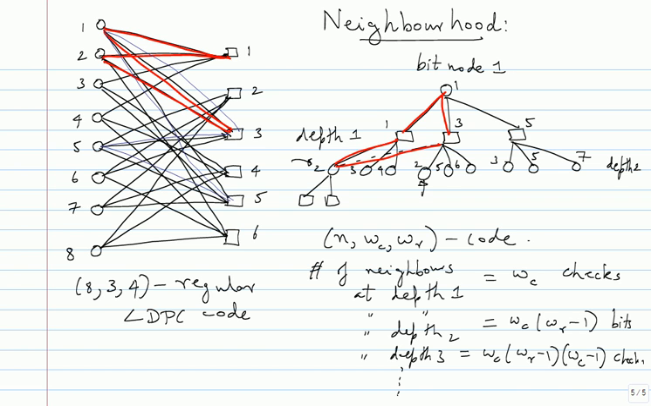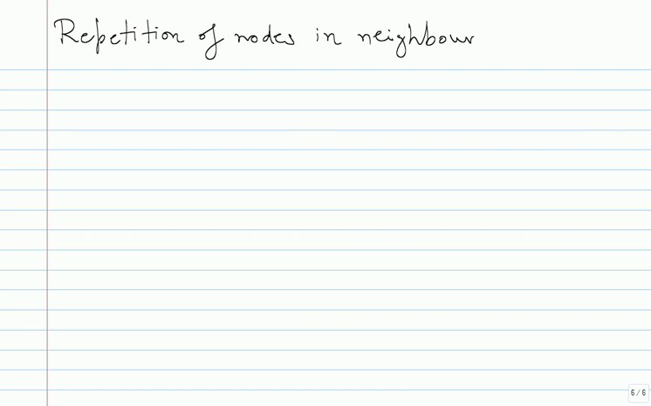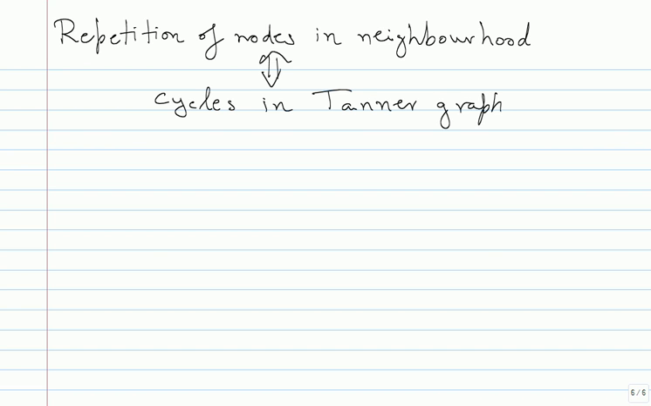So that's the first slightly non-trivial observation that I want to make. Let me write that down. Repetition of nodes in neighborhood implies and is implied by cycles in Tanner graph. So both ways you can go.